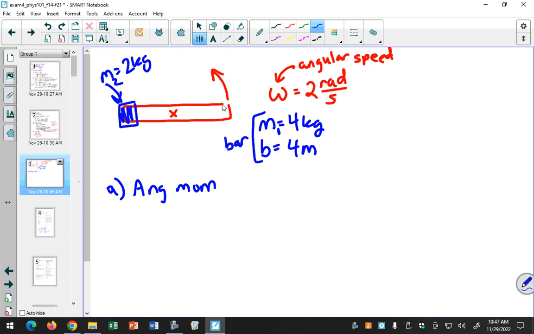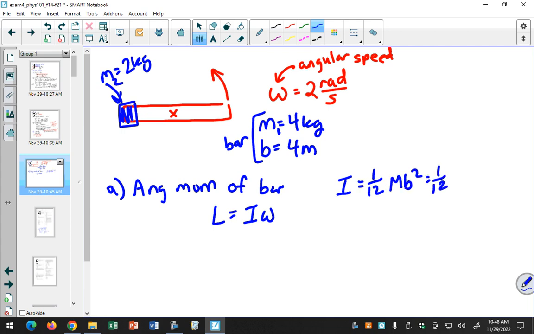That's angular momentum, not angry mom, as some of you might think. Okay? The angular momentum of the bar is going to be equal to L equals I times omega. I of the bar will be 1/12 mb squared. That's on your equation sheet.